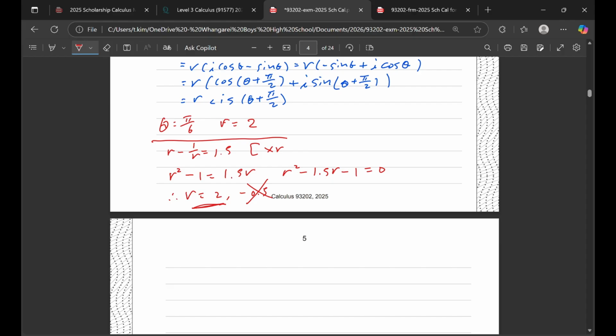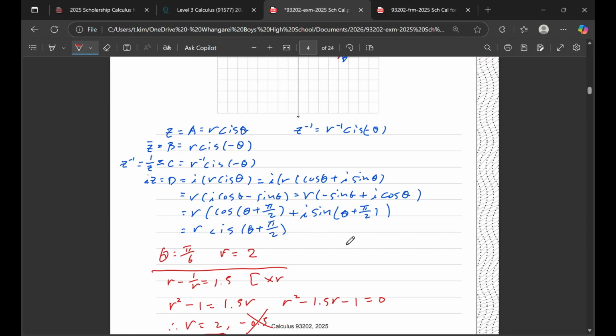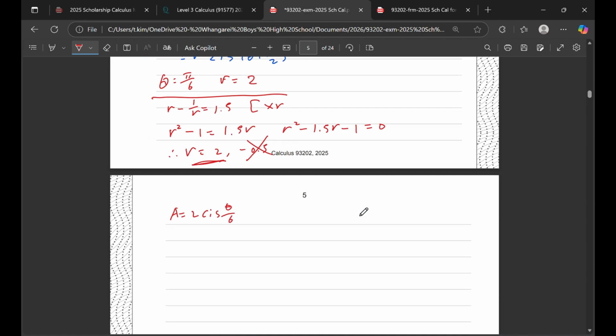So now what we can do is convert these to rectangular form. A equals 2 cis pi over 6. Do you remember A? So we set A there. 2 cis theta means 2 times cosine, oh sorry, what am I saying, pi over 6.